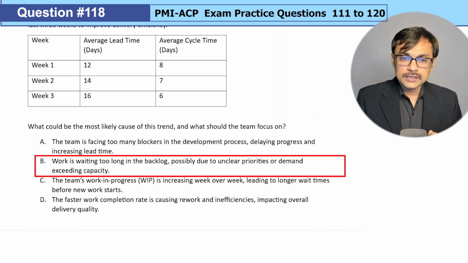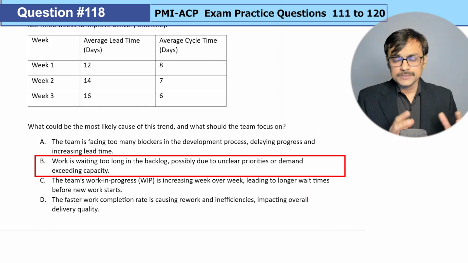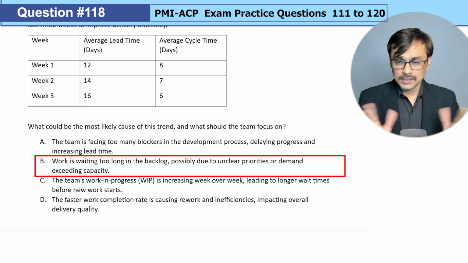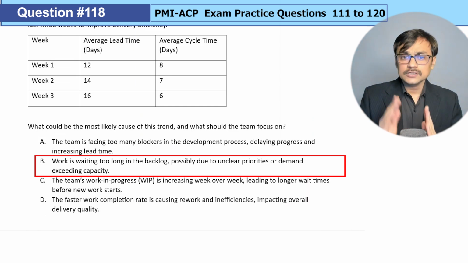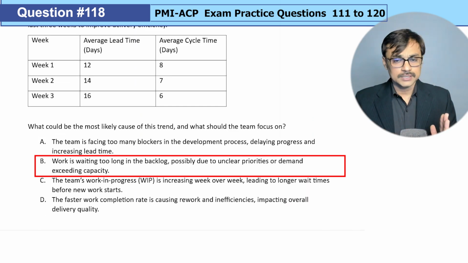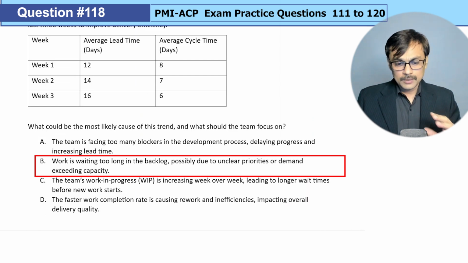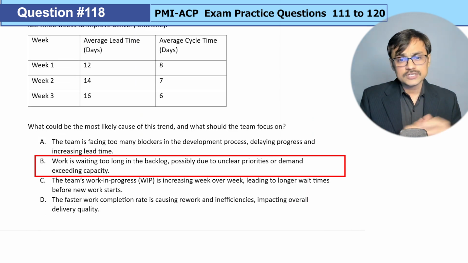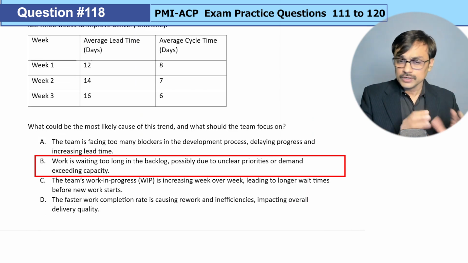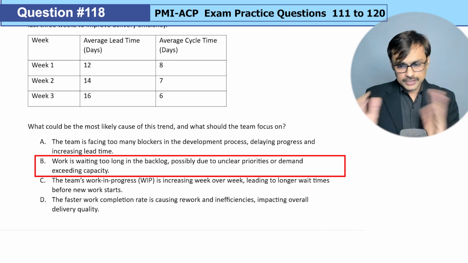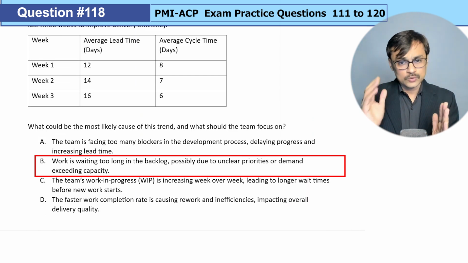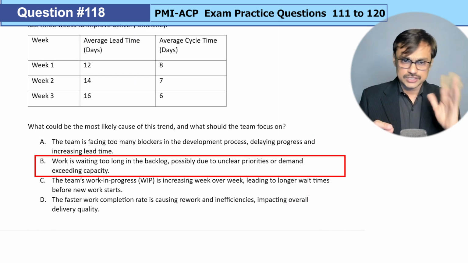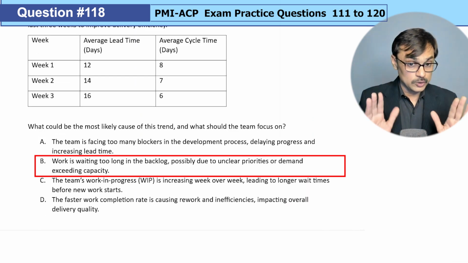Option B, work is waiting too long in the backlog, possibly due to unclear priorities or demand exceeding capacity. Seems to be. So in simple words, when development time is not taking more but overall time is increasing, it is somewhere in a waiting stage. One of the possible waiting stages is before we pick up the work. It is going beyond team boundaries. Somewhere before or after the team role gets over, the stoppages are happening, and that could be the reason. Option A could be the reason, which can just clarify this particular trend. So B looks good.